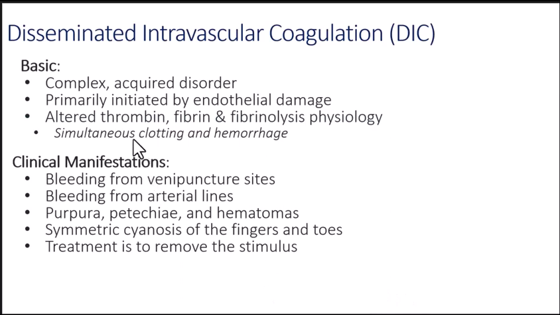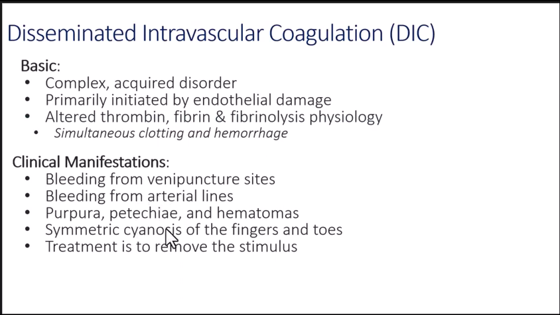This condition involves widespread clotting and hemorrhaging, as we'll see, and that's because there's an altered state involving thrombin, fibrin, and fibrinolysis, which are all part of the clotting cascade or coagulation cascade. Clinical manifestations include bleeding from venipuncture sites where you shouldn't, bleeding from arterial lines, which is where small blood vessels are leaking blood underneath the skin.